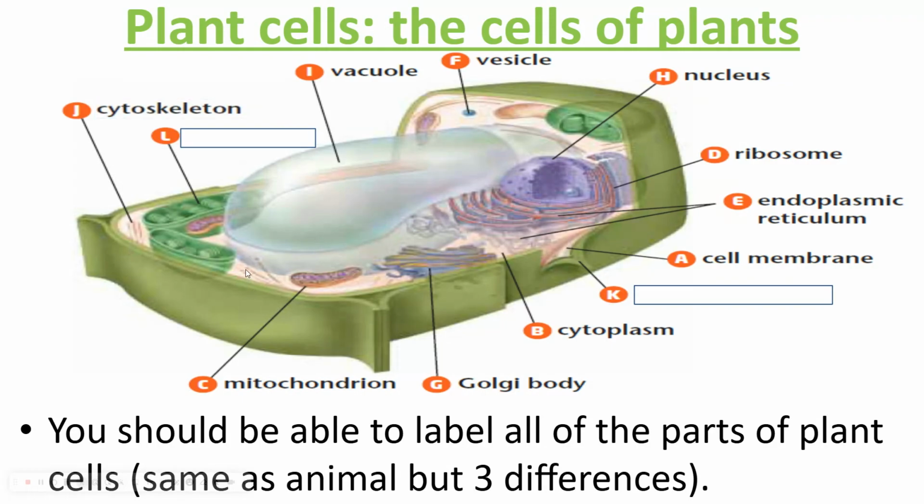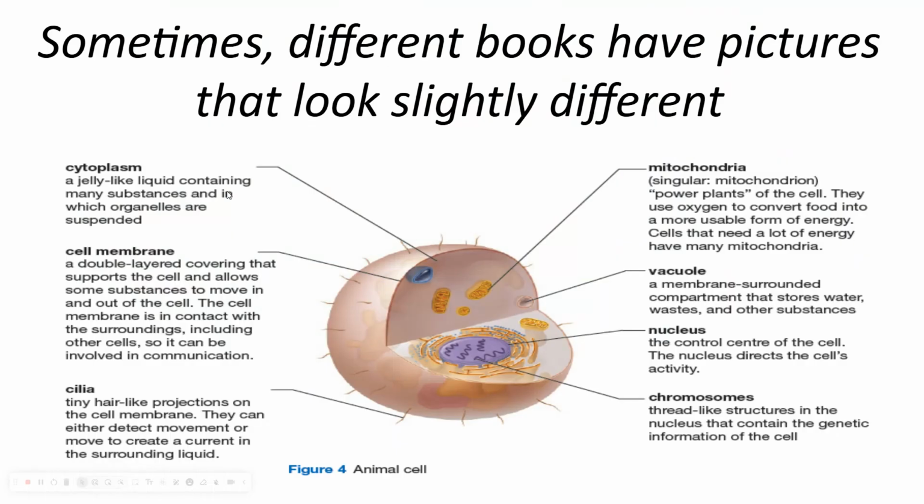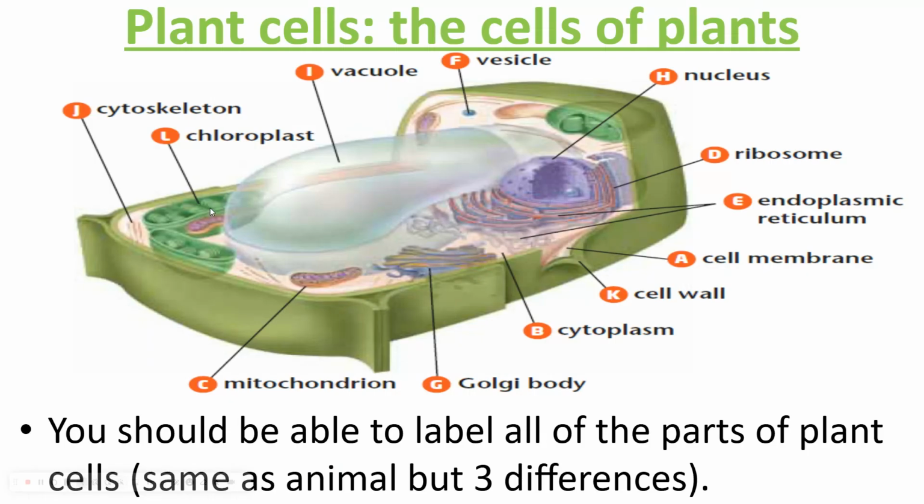Cytoskeleton, little hairs here, also little hairs there. Cell wall, the outer covering to make it more rigid. Chloroplast right here, to do photosynthesis. And so that's how to label a plant and animal cell. That's good practice for you.